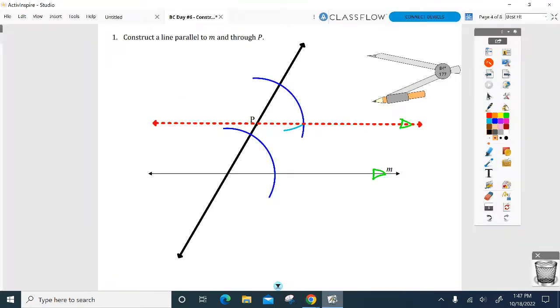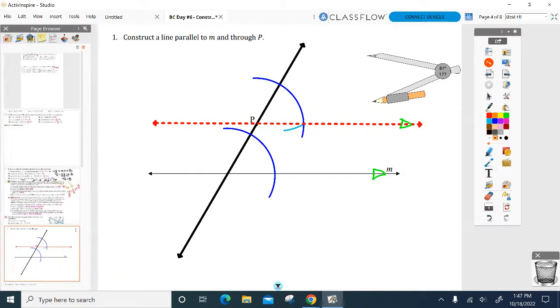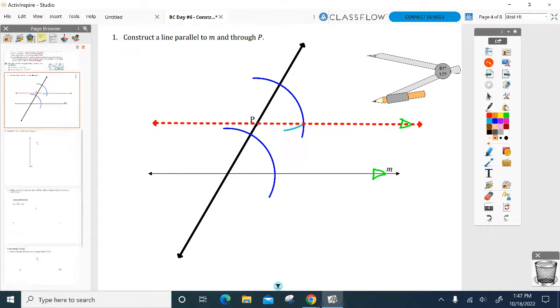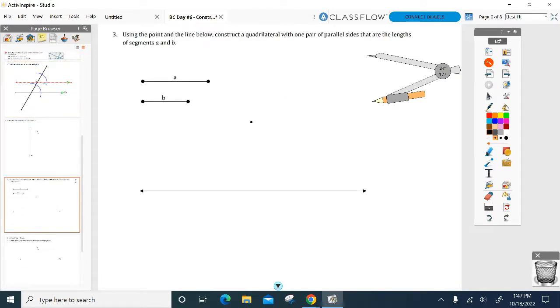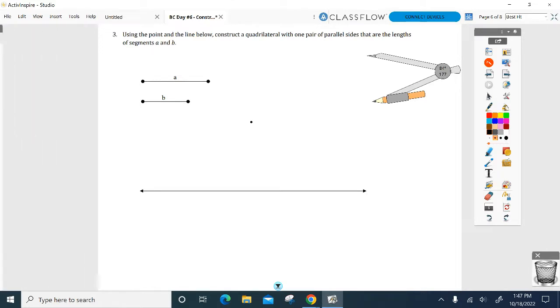We have one more thing we want to do with parallel lines. Now we're going to get a little unique. I've got a line and a point again I want to construct. Here's a new vocabulary term we have to quickly go over. Quadrilateral, anyone? Four sides. That's all you need here. So we're going to end up making a four-sided figure, but one of the pairs of sides has to be parallel and have the lengths of A and B.